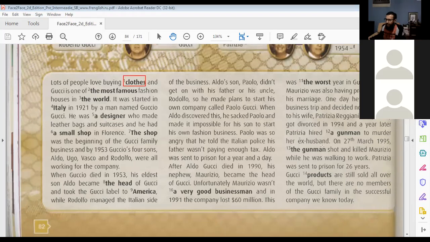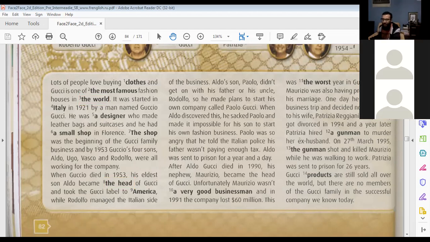So the first two, I can see clothes and products. And the reason there's no article is because these are general items, okay? Then we have the most famous and the worst. The reason we use the is because these are superlatives. Then we have the world, the head. The reason we use the is because this is one of a kind. There's only one world and there's only one head of a company.